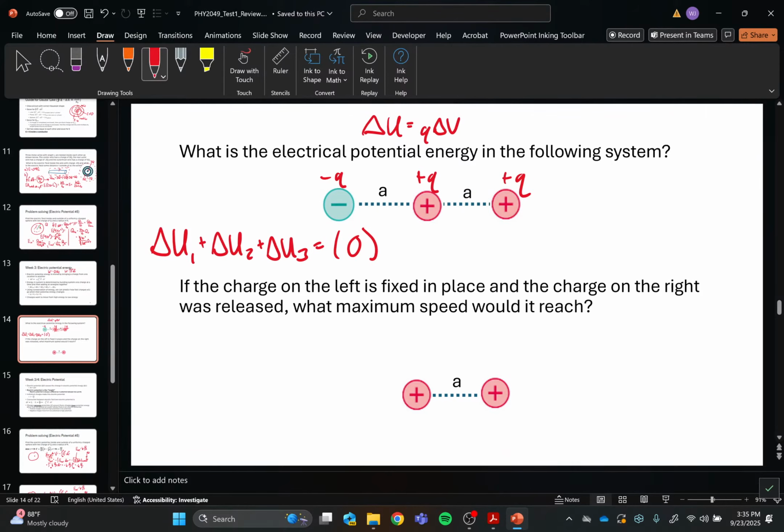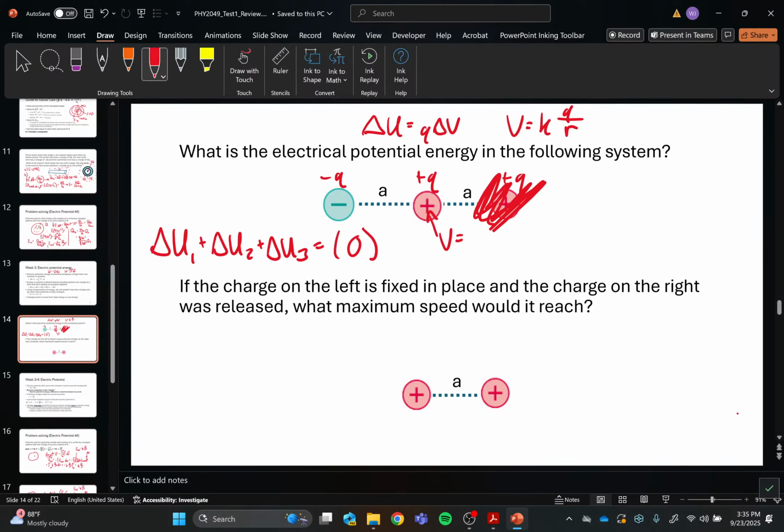Great. Then I bring in my second one. What you all need to remember is that this first charge is making a voltage. What is the voltage that it makes at this point? What's the equation for the voltage due to a point charge?